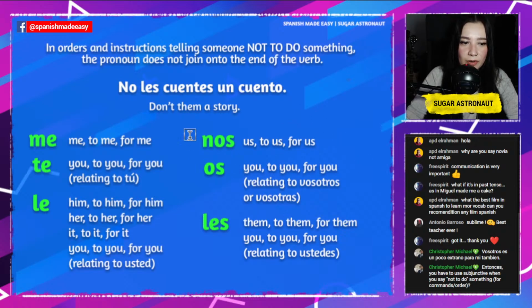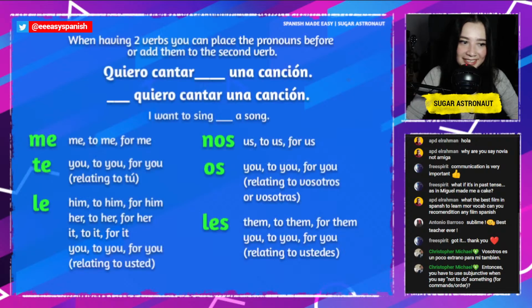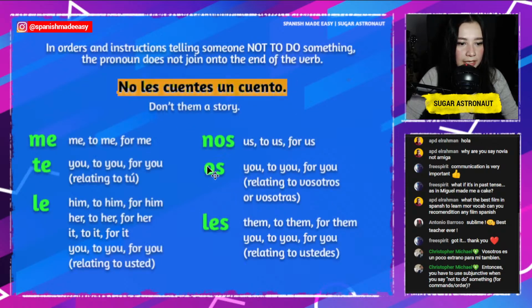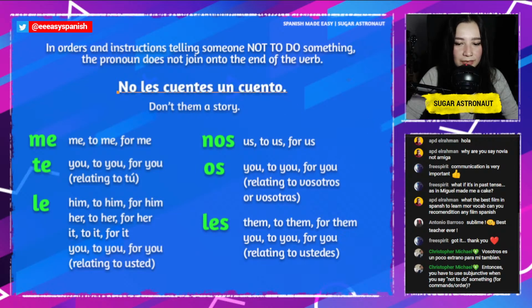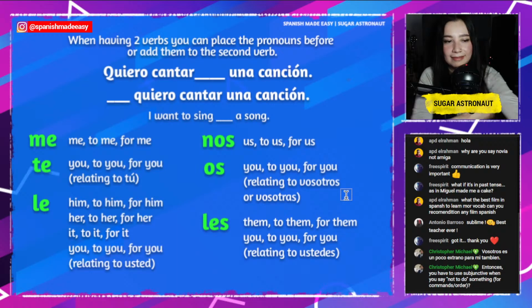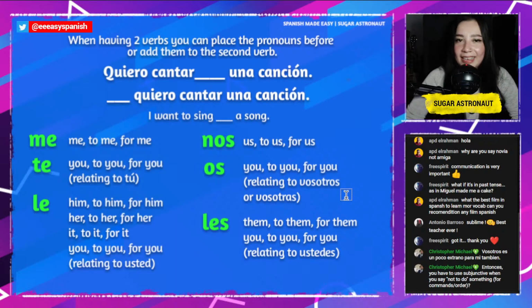No os cuentes un cuento. Yeah, it's tricky. It's tricky, but let me just go over the last thing. And that would be it. And I might come back to this because I want to tell you a different example using os and les. Because essentially when we're talking about telling a story, it can get tricky. That specific example.